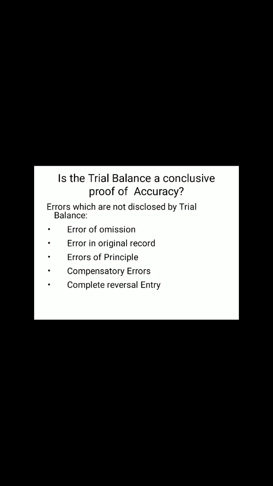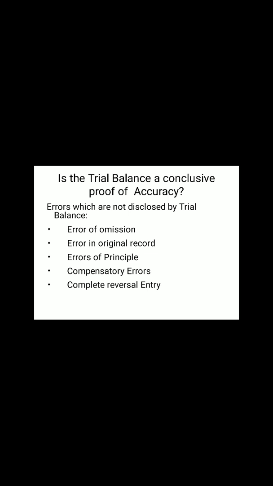It means it checks only the numerical, arithmetical errors. So if the arithmetic tallies, we can't say that there is no error in the trial balance. The trial balance does not provide proof of accuracy when an error is made at the time of preparing the journal or the subdivision of journal, that is, at the time of recording. If a few such errors exist, the trial balance will not show them.